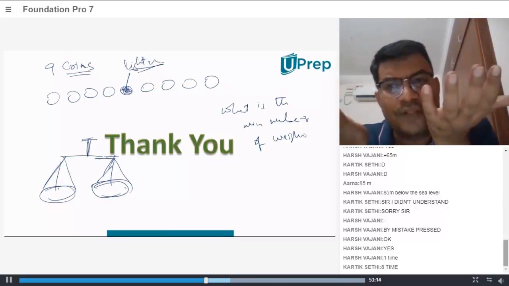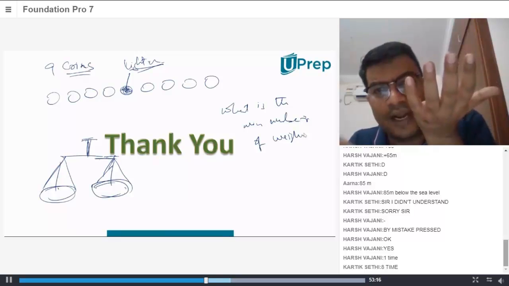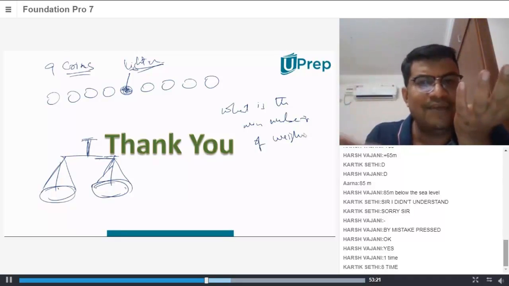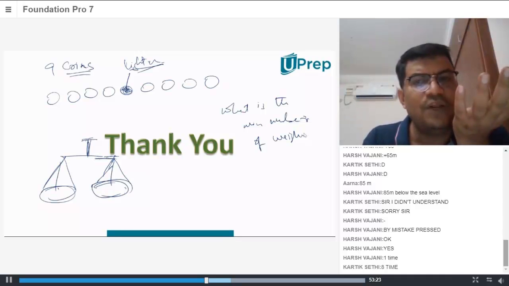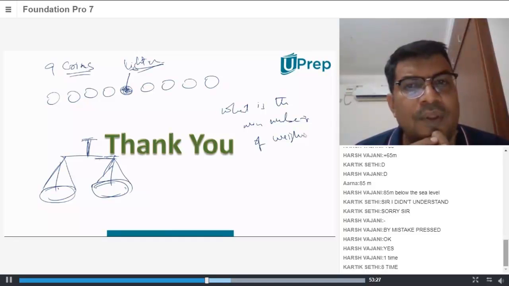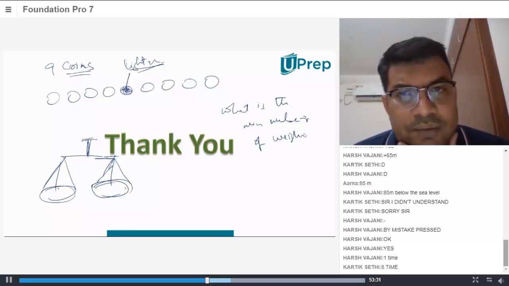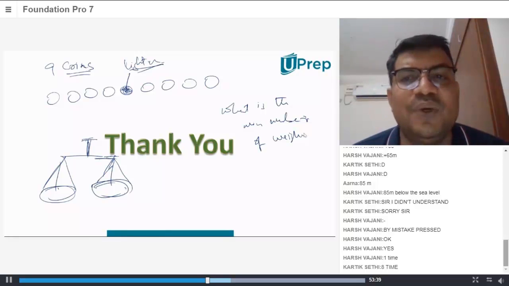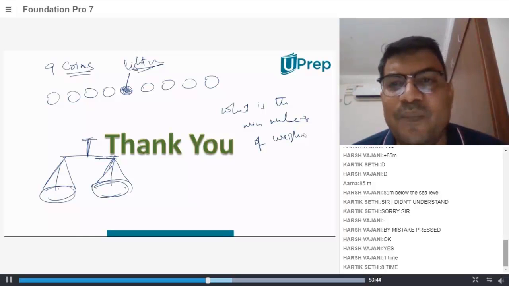So if you put 8 on the right pan, anyways this will go down, right? The right one will go down. Anyways, 8 is heavier, it will go down. How will you decide which one is the light one? Take 4 at the left side and 5 at the right side. How do you know which one is the light one? You don't know. You have to decide which one is the light one.